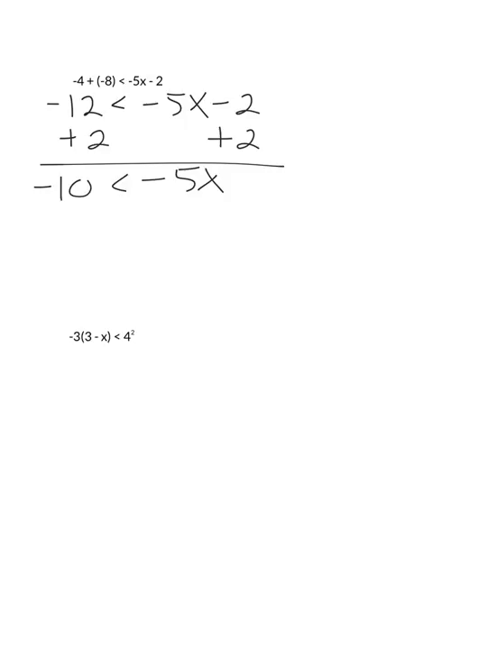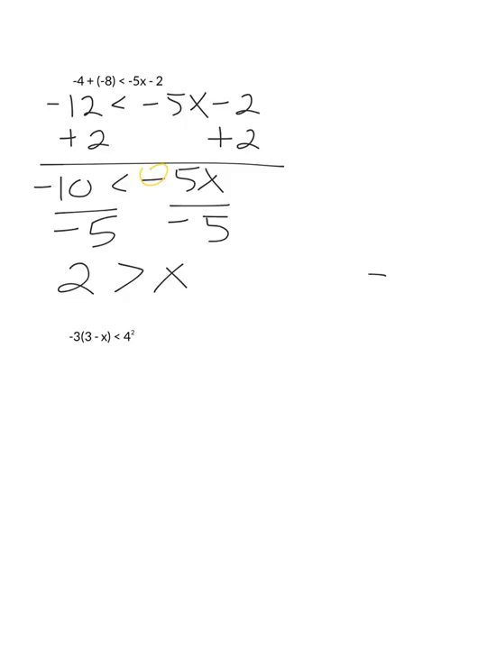So be careful. You've got that negative. You divide both sides by negative 5. x, flip that sign. Negative 10 divided by negative 5 is 2.